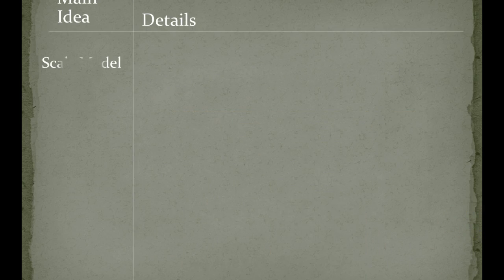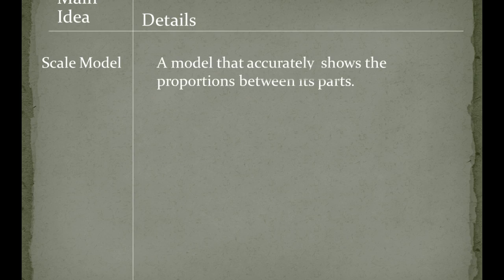There is a specific type of model we'll be talking about today called a scale model. A scale model is a model that accurately shows the proportions between its parts, meaning that however big the parts are on the actual object in relation to each other, they are that same size in relation to each other on the smaller or larger scale model. Let's take a look.